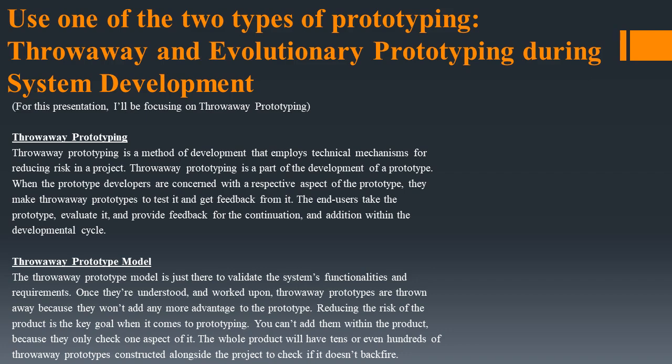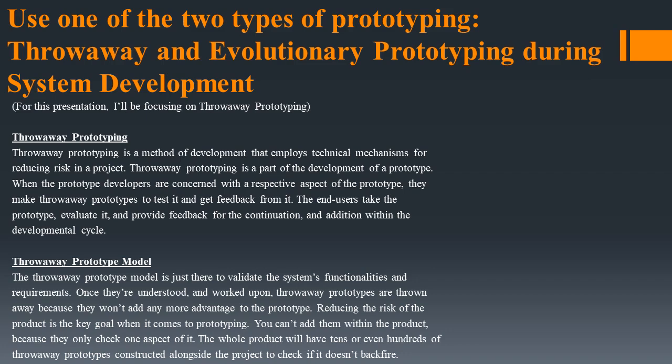When the prototype developers are concerned with a respective aspect of the prototype, they make throwaway prototypes to test it and get feedback from it. The end users take the prototype, evaluate it, and provide feedback for the continuation and addition within the developmental cycle. The throwaway prototype model is just there to validate the system's functionalities and requirements.